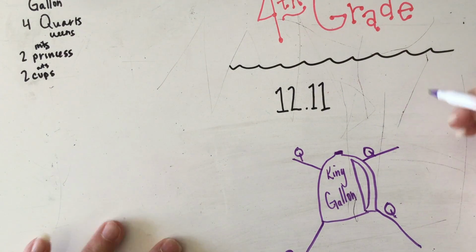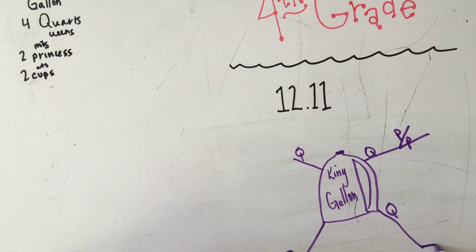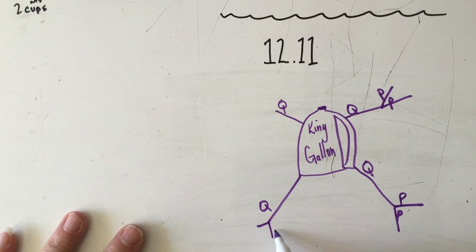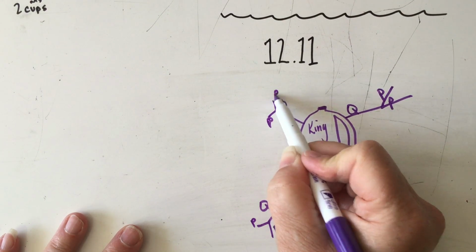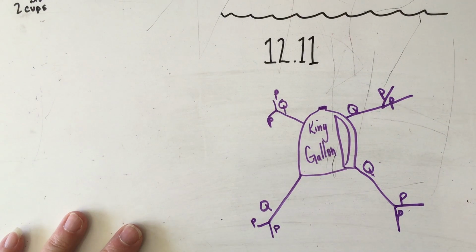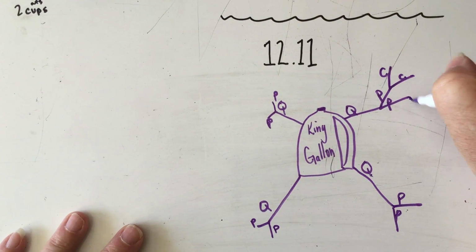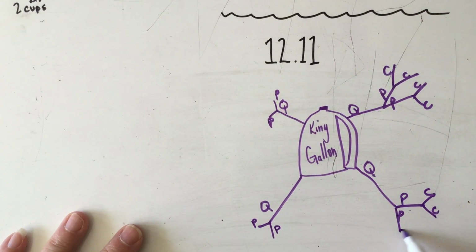Then each of our queens gets 2 princesses. Okay, they get 2 princesses. So each queen has 2 princesses. Oh, I better move that up so you can see that. Here's our princesses, and this one too gets 2 princesses, okay? Then each princess gets 2 cats. So cats, 2 cats, 2 cats, 2 cats.